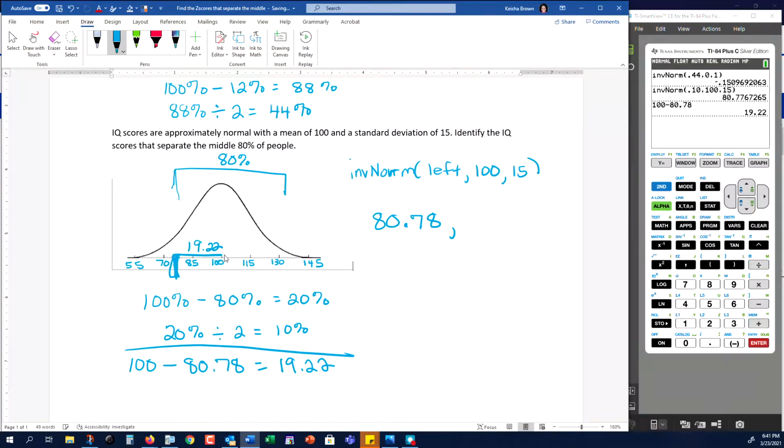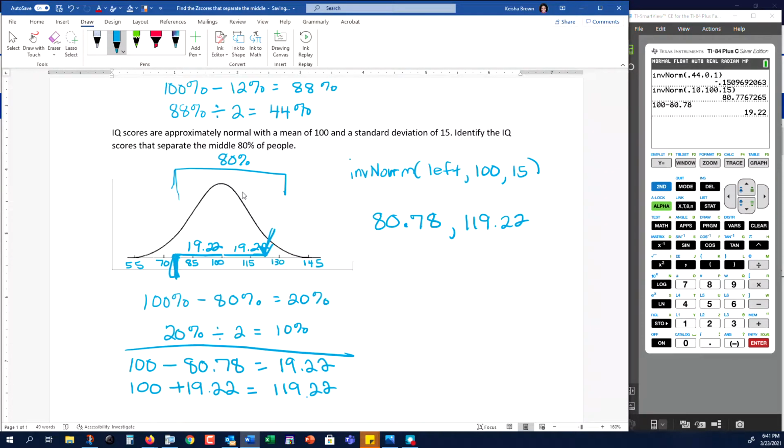Since this distribution is symmetric, that means on the other side, we should have 19.22 as well. Therefore, we take the mean and add that distance, 19.22, and that will give us 119.22. Is there another way to do it? Absolutely. Here, this is the maximum value we were looking for.